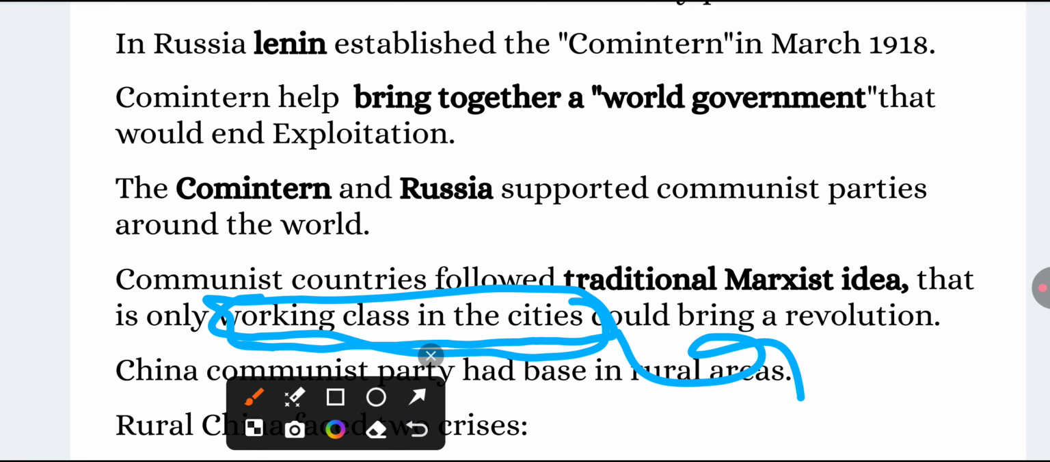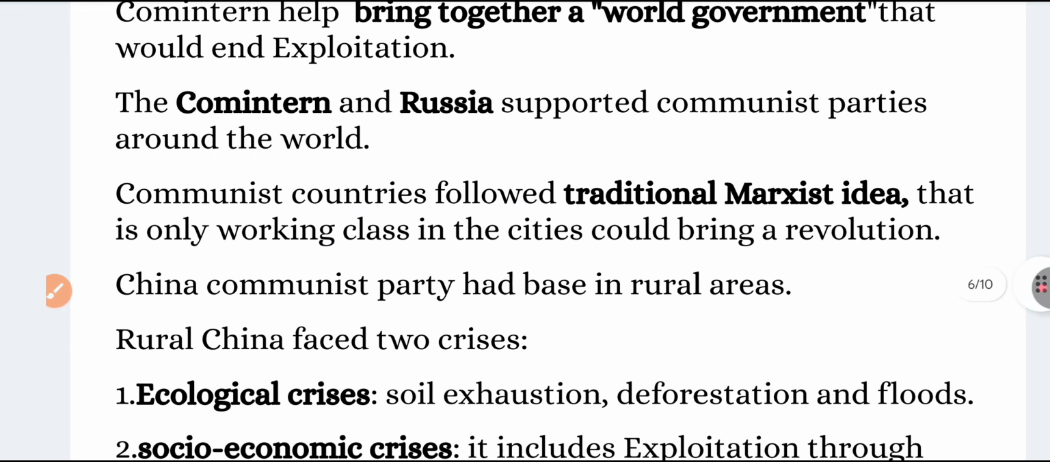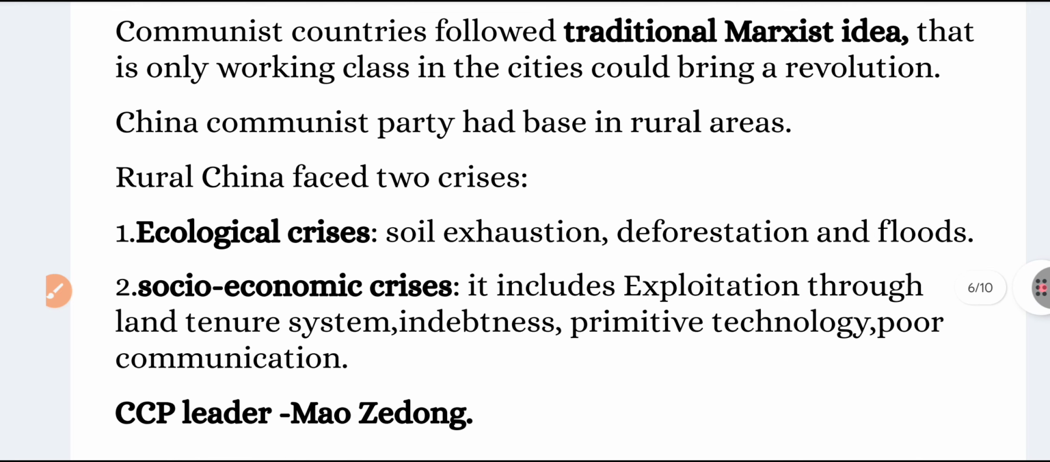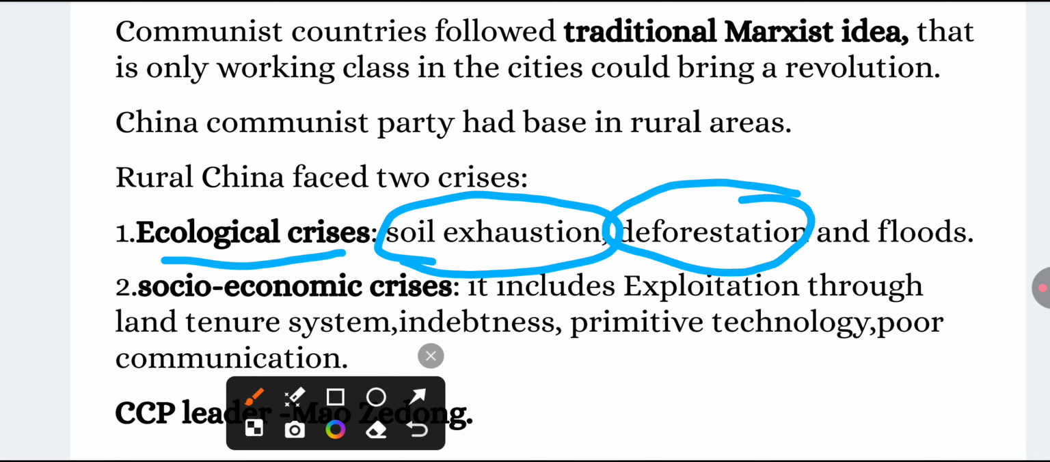But the Comintern had its base in which areas? Urban areas. But the China Communist Party had its base in which areas? Rural areas. In rural areas, the Chinese people faced two problems, two crises. The first problem is the ecological problem. An ecological crisis belongs to the environment. The ecological problems are soil exhaustion, where soil loses its fertility, and also deforestation. They are facing which problem? Deforestation. And they also suffered from floods.